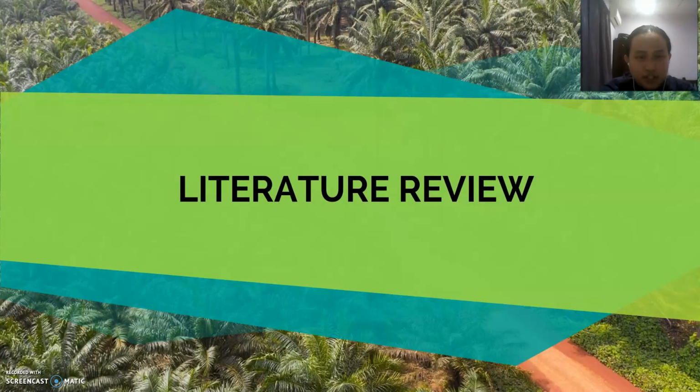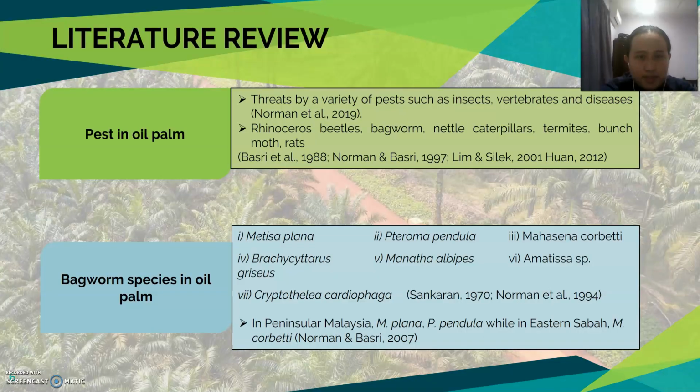Moving on to the literature review, pests in oil palm. According to the study done by Norman et al. in 2019, the oil palm remains vulnerable to threats by a variety of pests such as insects, vertebrates, and disease. The major pests for the oil palm are the rhinoceros beetle, bagworm, nettle caterpillar, termites, bunch moth, and rats.